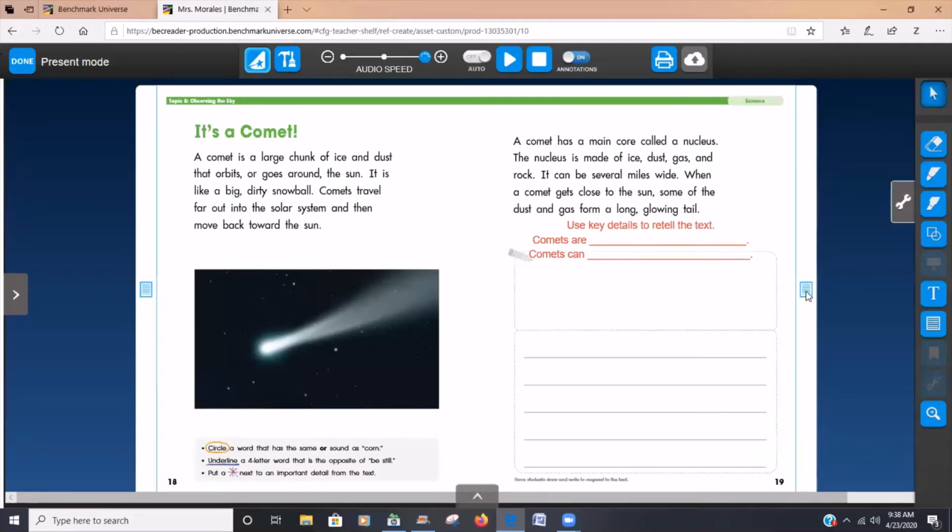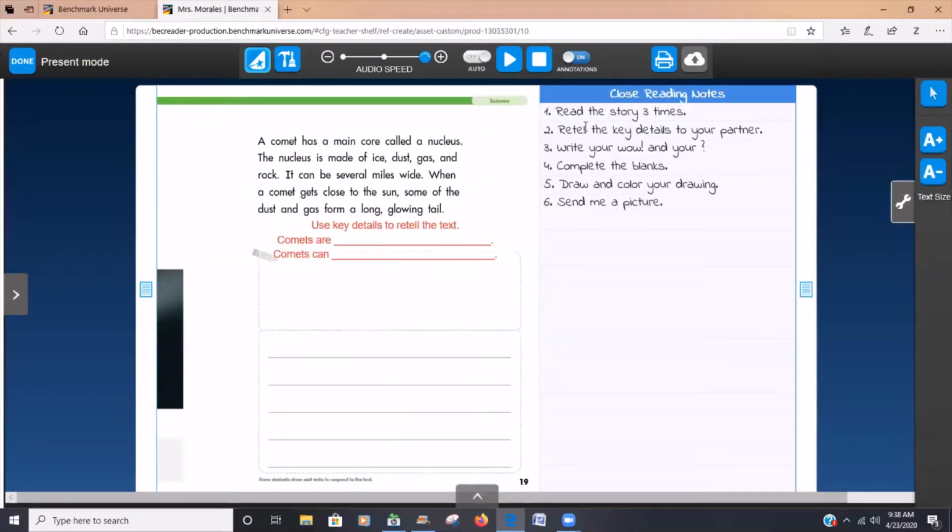Okay, so then I press on the little notebook right here, and it gives me the directions. Read the story 3 times, retell the key details to your partner. And if you don't have your partner, you have your parent, your brother, your sister, you can share the key details. Then write your wow and your question mark, your annotating. Complete the blanks, draw and color your drawing. And then send me the picture.